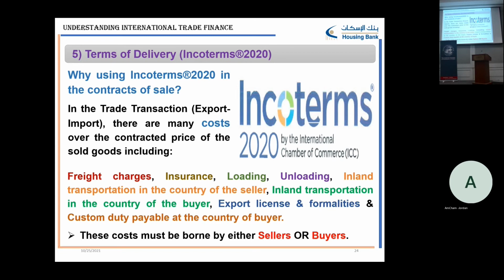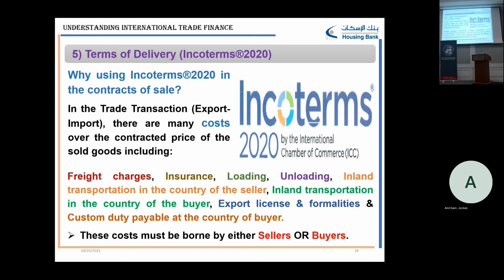We have the loading cost, the unloading cost, and the transportation from the manufacturer in the exporting country to the place of departure or the point of loading in the exporting country. We have the inland transportation cost from Aqaba to my warehouse. We have the labor cost when they load or unload the goods on or from the vessel. Also, we have the exporting formalities in the exporting country, and the customs fees in the importing country. All of them are additional charges to the goods value. So we must insert these charges exactly in the contract of sale.